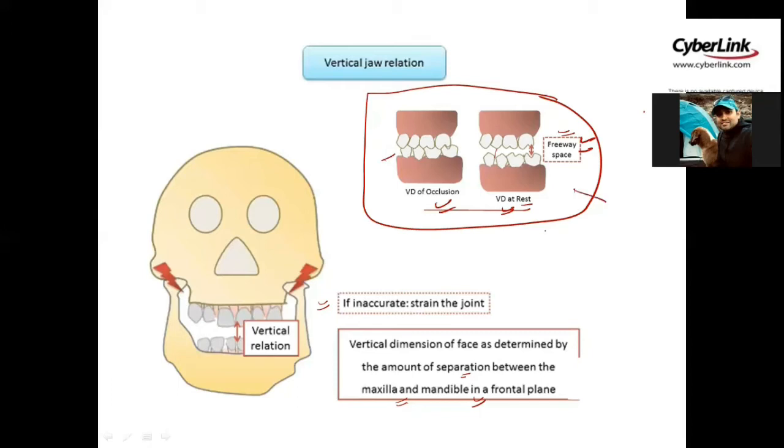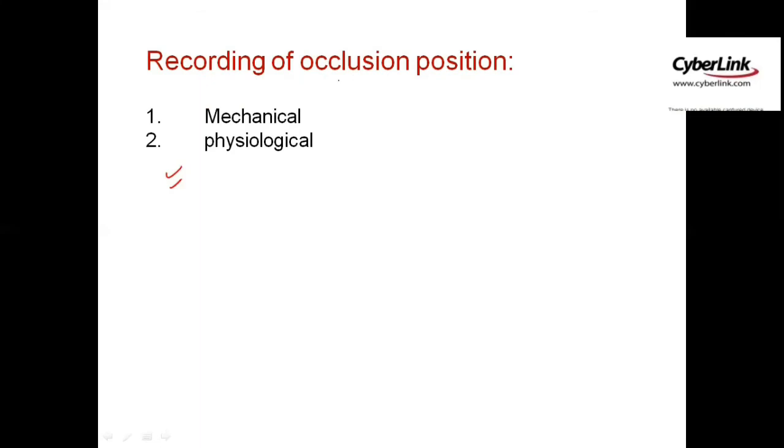So the space while maintaining the rest is freeway space, which is around 2 to 4 mm in case of class 1. In case of class 2, it is 4 to 6 mm. In case of class 3, it is around 0.5 to 1 mm. So recording of occlusal positions, there are two ways, mechanical and physiological. Let us discuss them one by one.